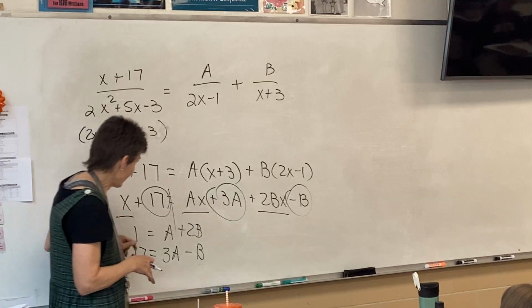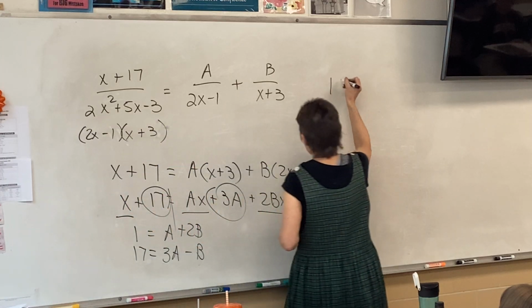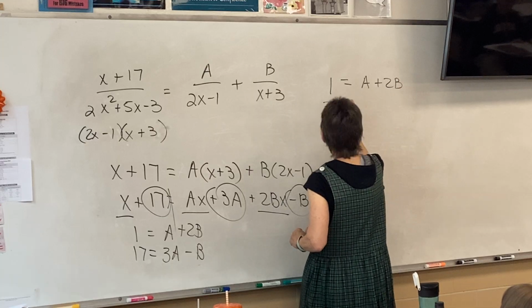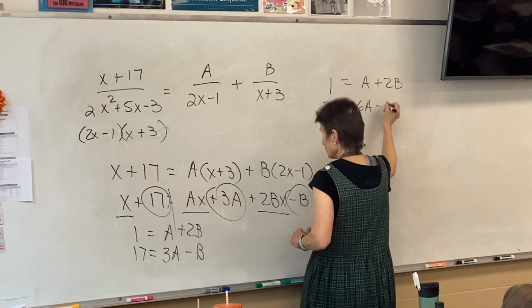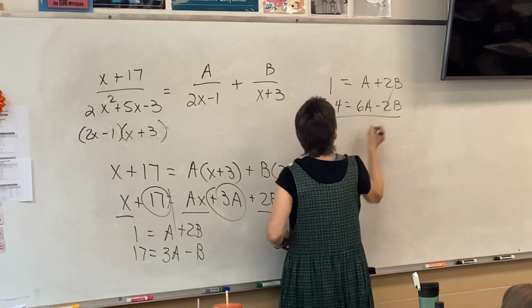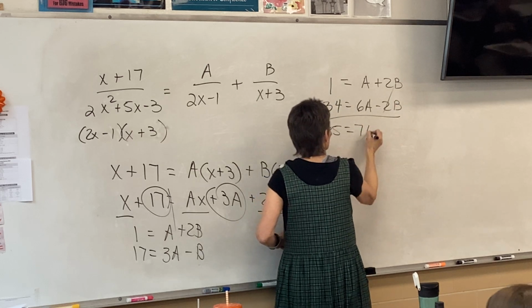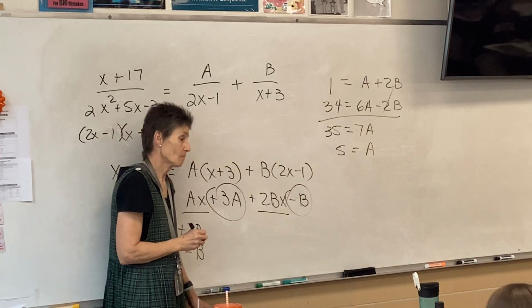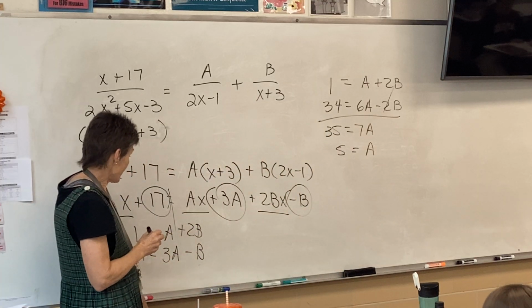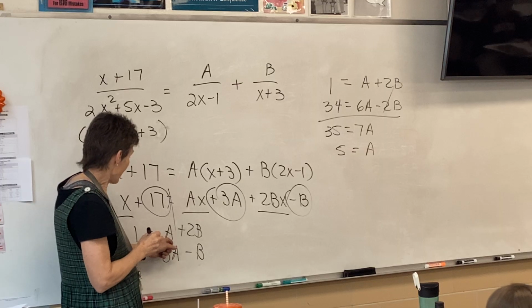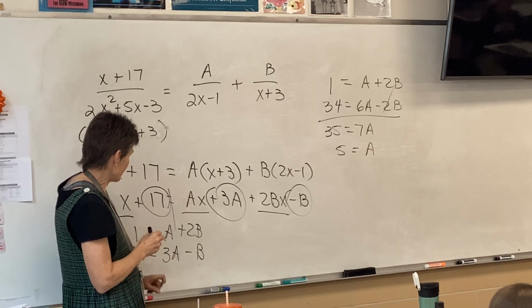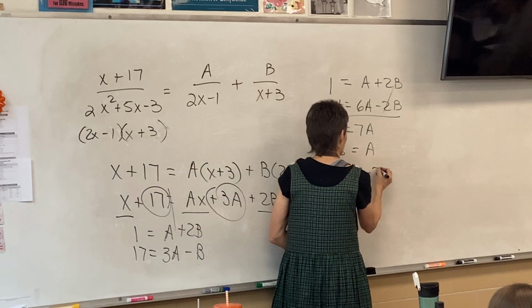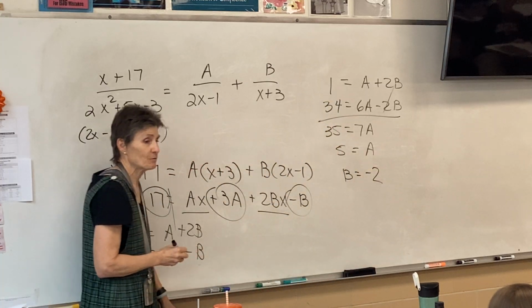So if I multiply the bottom one by 2, it looks like a is 5. And if a is 5, is b negative 2? I got negative 2 for b.